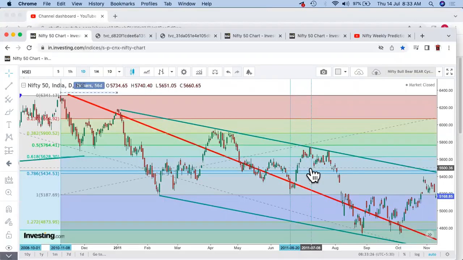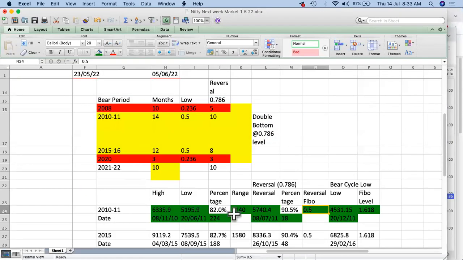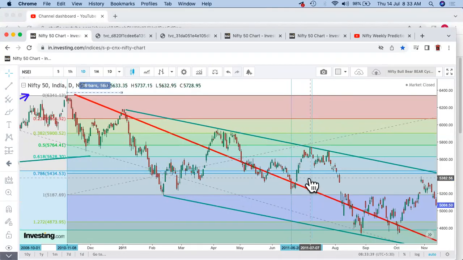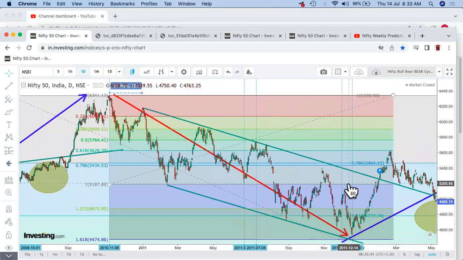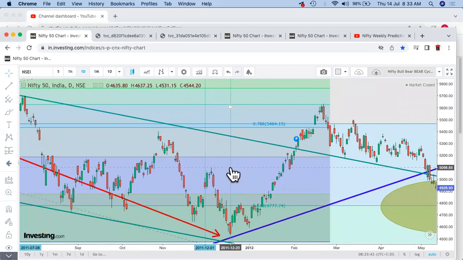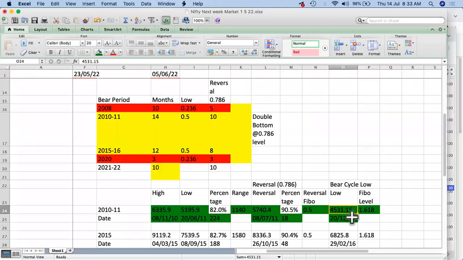The reversal had come down till, so this is the range. This has come down till 0.5 level, which has been marked over here, right? And next thing that we got is the bear cycle low was 4531.15 and the date was 20th of December 2011, and the level was 1.618. Okay, all right. We got the details which are there for 2010, 2011.